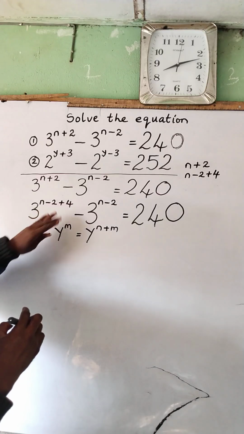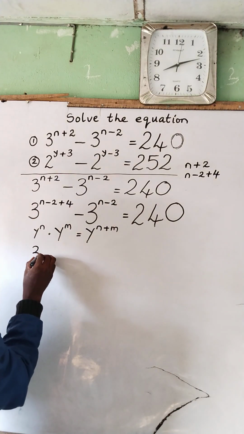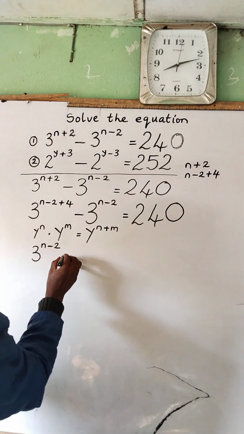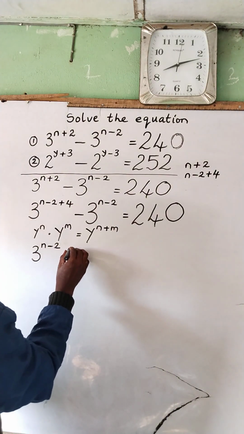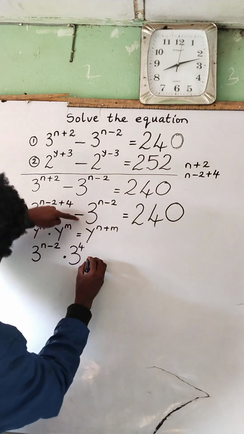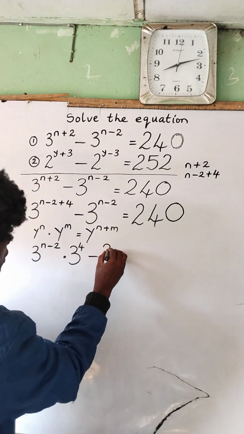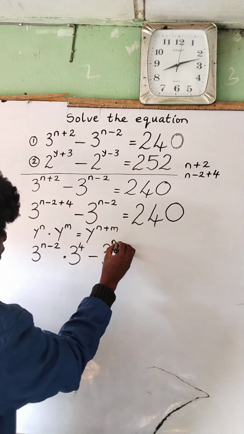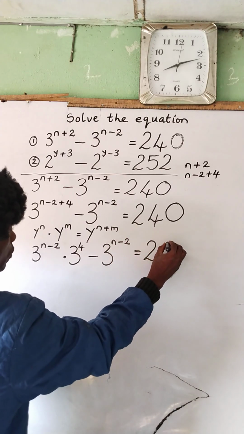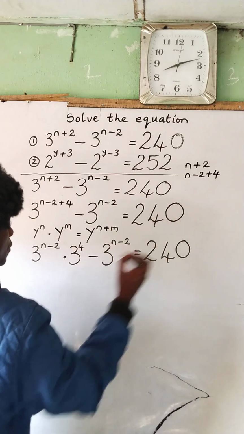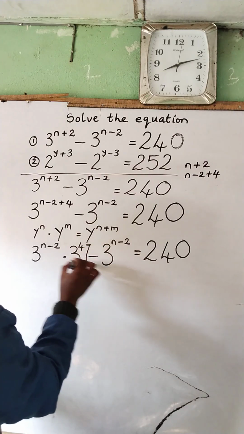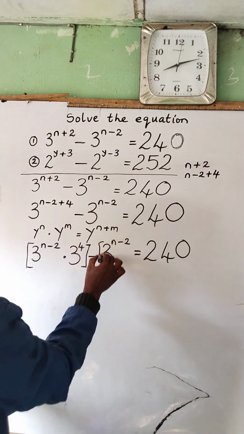Okay, so I will bring this multiplication law on board. When I apply it here, we will have 3 power n minus 2, then multiply by 3 power 4. Then this minus that we have here, 3 power n minus 2 is equal to 240. So I will factor out what they have in common.